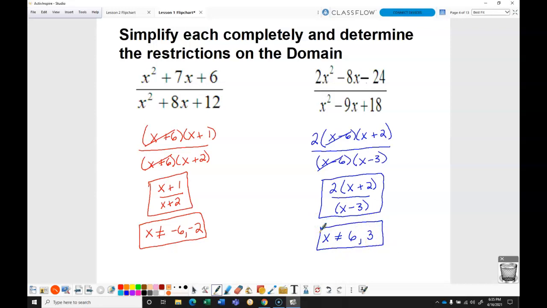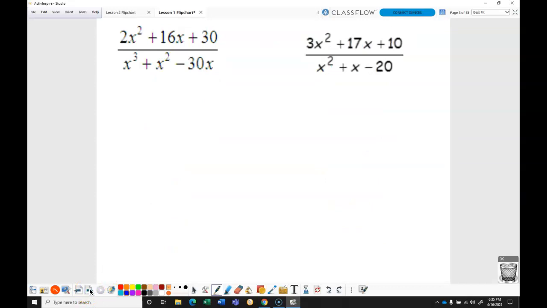And there's your restrictions. All right, so we've got some more problems to work out here, basically with the same directions the whole time. Okay, so try these two. You can go ahead and pause here while you're trying them and then come back and see what I wrote as answers. All right, here we go.